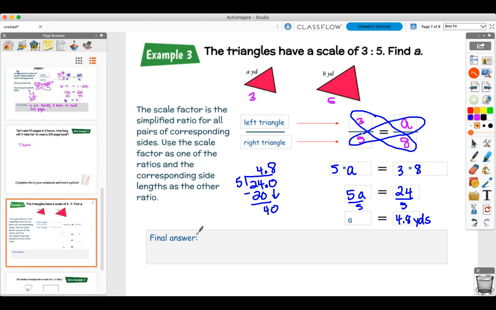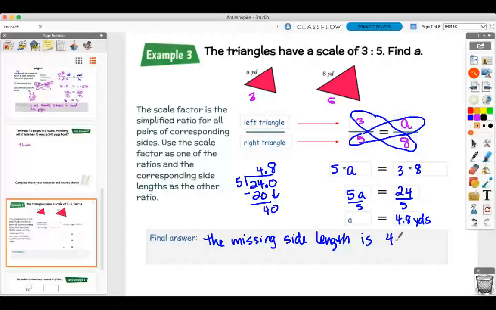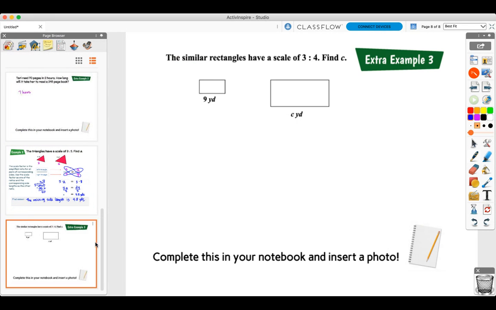The missing side length is 4.8 yards. And last problem in the notes. I want you to pause the video and try to see if you can do it on your own.